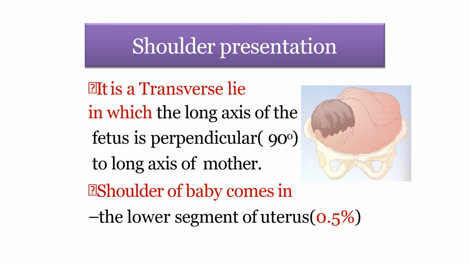And the shoulder of the baby will be coming to the lower segment of the uterus. In the transverse lie, the shoulder of the baby will be coming to the lower segment of the uterus. See here, the shoulder is coming to the lower segment of the uterus. You can see over there.